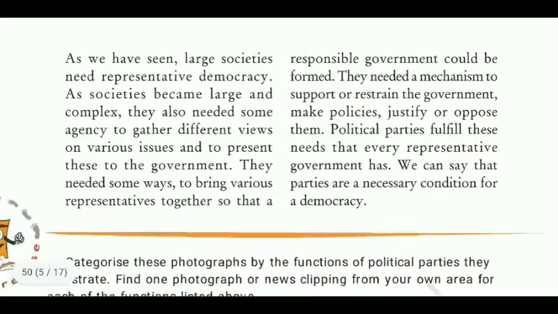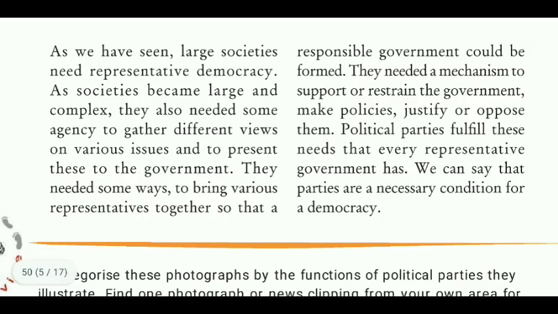As we have seen, large societies need representative democracy. As societies became large and complex, they also needed some agency to gather different views on various issues and to present these to the government. They needed some ways to bring various representatives together so that a responsible government could be formed. They needed a mechanism to support or restrain the government, make policies, justify or oppose them. Political parties fulfill these needs that every representative government has. We can say that parties are a necessary condition for a democracy.